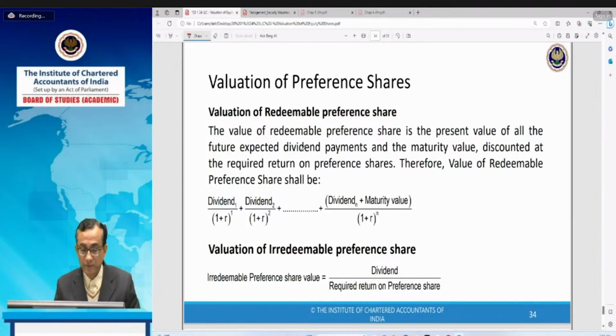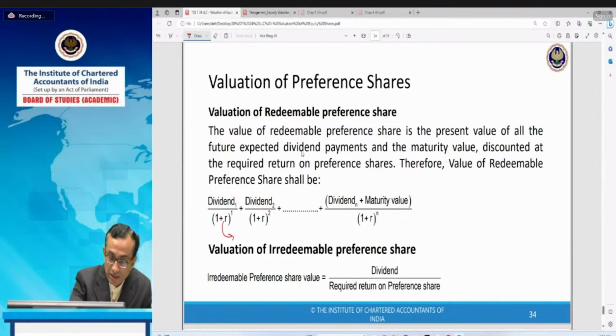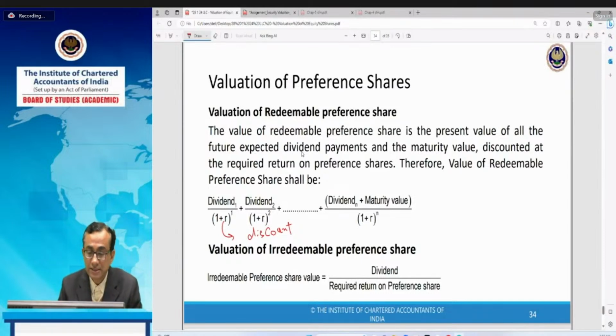Valuation of redeemable preference shares is calculated in the same way. The concept is the same as in the case of equity shares. It is similar in the sense that the dividend for every year, the future dividend, is discounted to arrive at the present value. R is the discount rate. And since it is redeemable, after a certain number of years the maturity value will also be there. So the maturity value is also discounted to arrive at the present value.